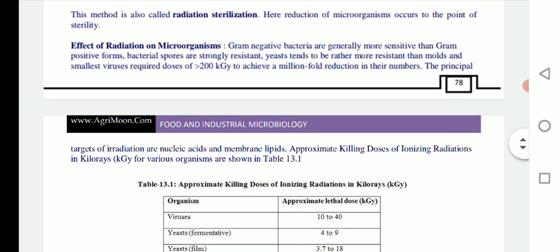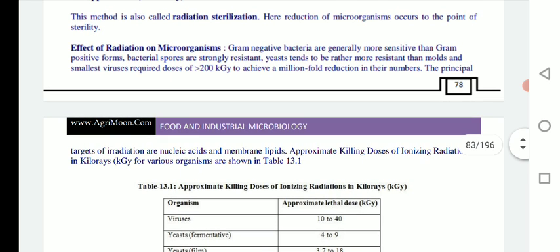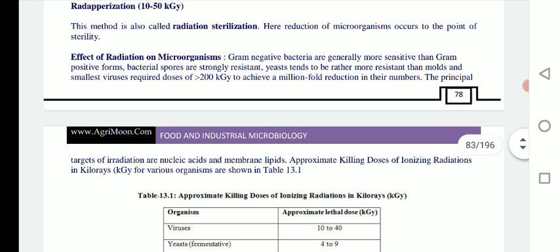As we have studied, in the case of radiation they damage the molecules present in the microorganism, and once these molecules get destroyed, the cell will no longer remain in its intact form.